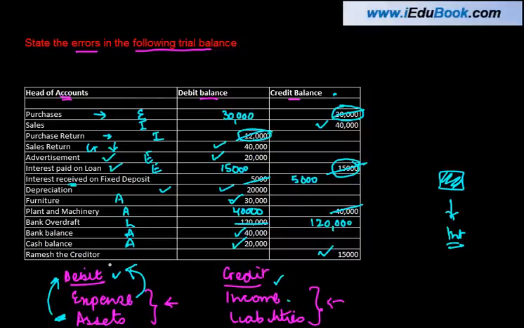So the basic rule is, what are the errors? Errors are when a debit balance is put on the credit side or vice versa, right? So you identify the nature of the item, whether it should be a debit balance or a credit balance. If it is put correctly in the trial balance, it's okay. If it is not, it's an error which needs to be rectified.